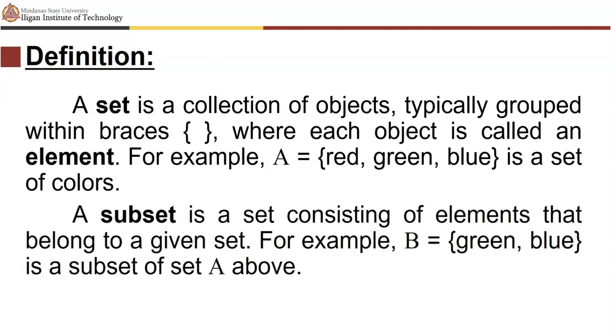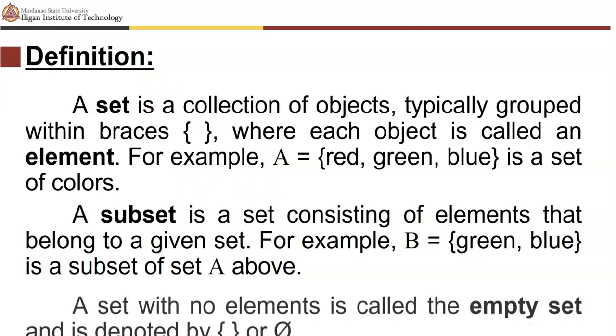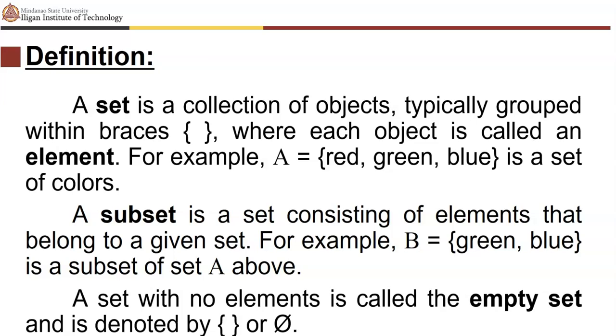When you say subset, it is a set consisting of elements that belong to a given set. For example, if we have set B, which consists of green and blue, then this is a subset of set A above. A set with no elements is what you call your empty set, and it is denoted by two empty braces, or this sign of an empty set.